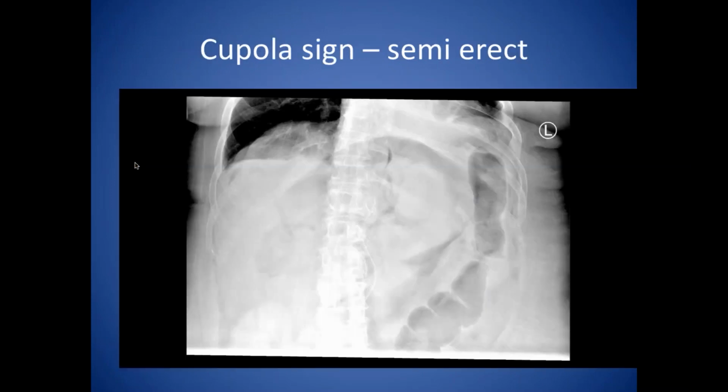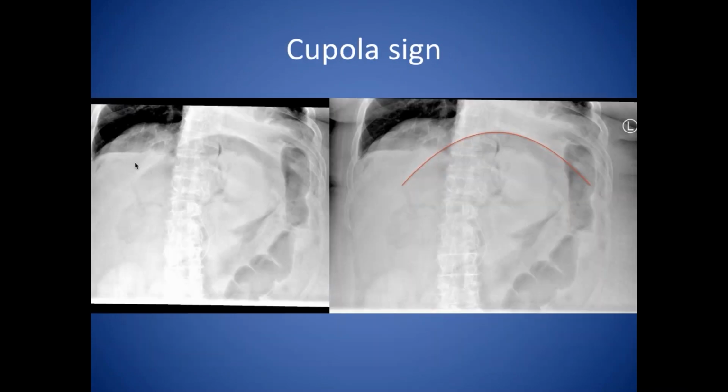So here is a patient who has the so-called cupola sign, and this is the football sign, which is collecting not around the umbilicus, but underneath the center of the diaphragm. And here it is. It's called the cupola sign, named after an Italian church dome called a cupola.